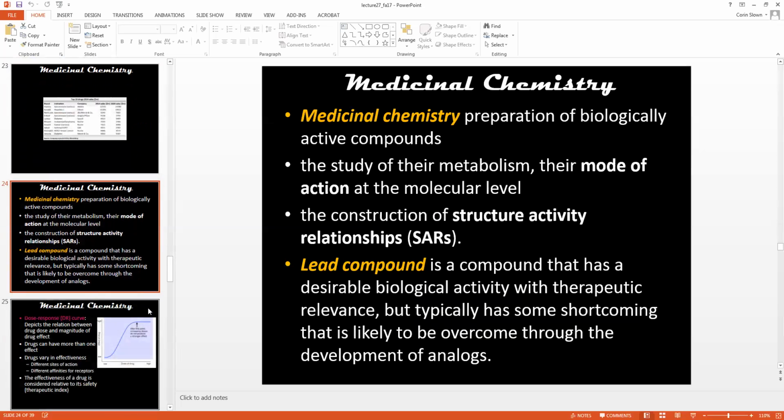Medicinal chemistry is the preparation of biologically active compounds. It's the study of their metabolism, their mode of action at a molecular level, and then the construction of structure-activity relationships, or SARs. This is where a lead compound that has a desirable biological activity with some therapeutic relevance, but typically has some type of shortcoming, needs to be overcome through the development of analogs.